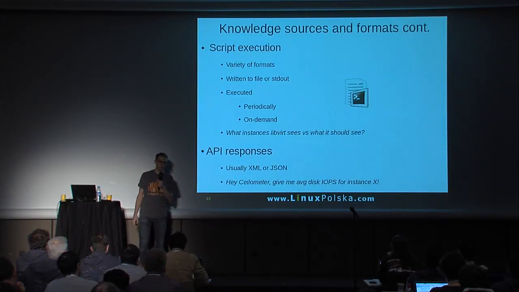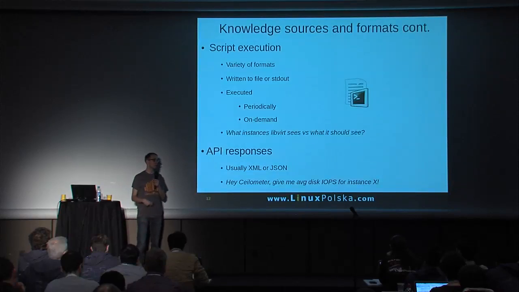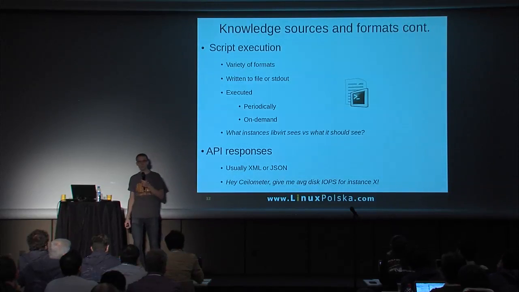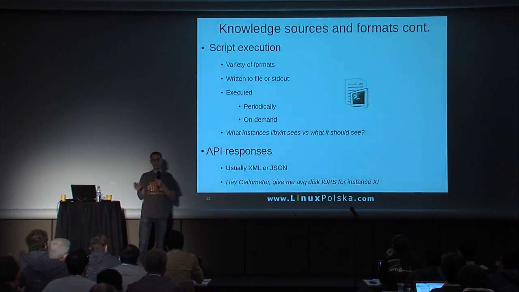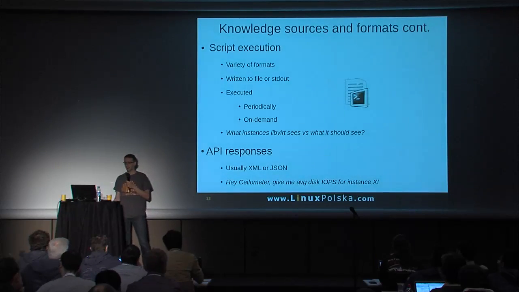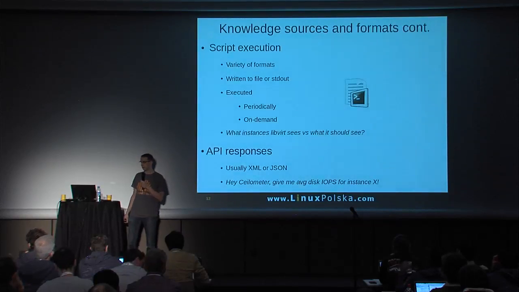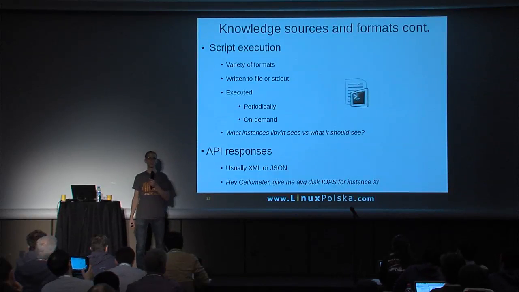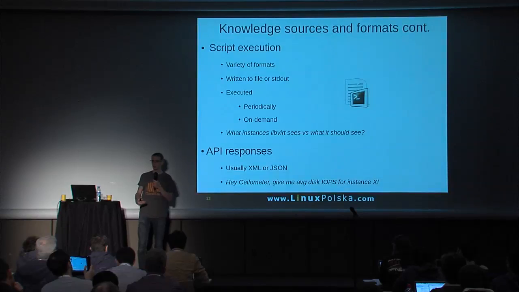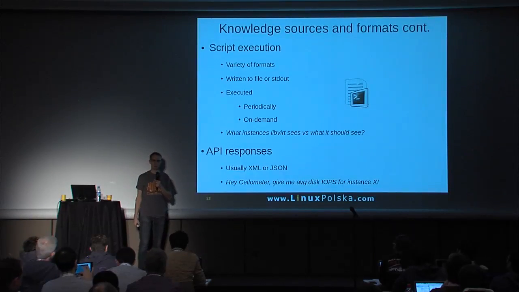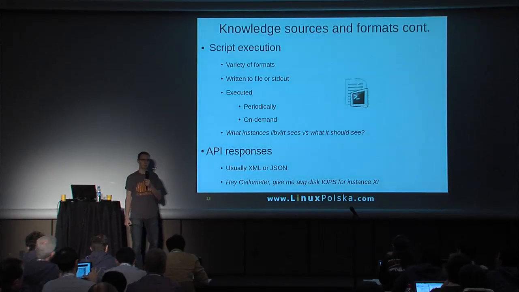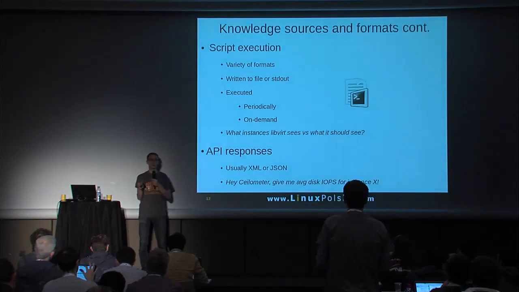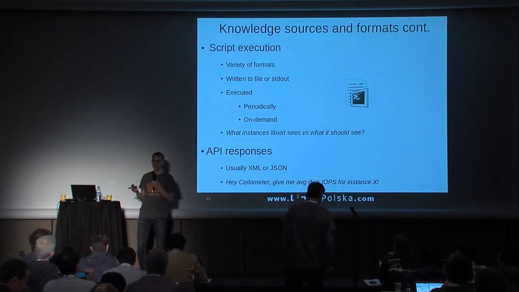Another good source for the knowledge is script execution. Scripts usually write to standard output or into a file. And well, in scripts you could do literally everything. So the format of the output varies. It's usually up to you. And scripts can be executed periodically, every 5 minutes, let's say, or only on demand if you need to get deeper for a while, like increasing verbosity. So we can use a script, for instance, to compare the knowledge of libvirt against the knowledge of Nova. If there is a difference in the list of running instances, then we have a problem.